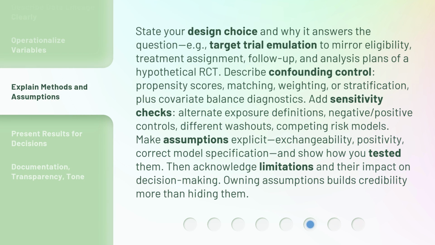State your design choice and why it answers the question, e.g., target trial emulation to mirror eligibility, treatment assignment, follow-up, and analysis plans of a hypothetical RCT. Describe confounding control, propensity scores, matching, weighting, or stratification, plus covariate balance diagnostics. Add sensitivity checks, alternate exposure definitions, negative/positive controls, different washouts, competing risk models.